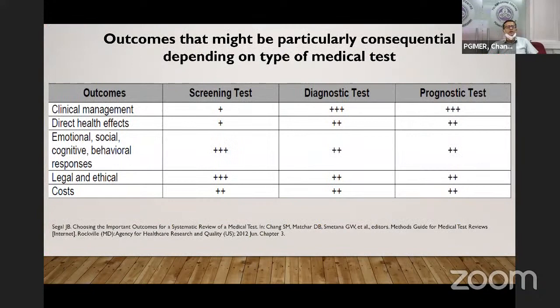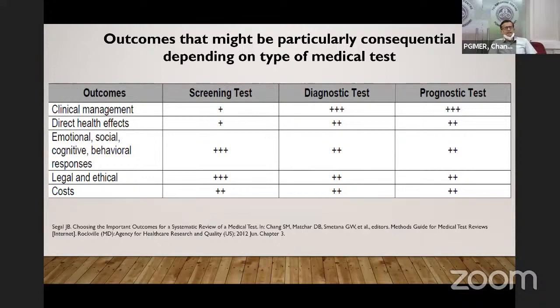Then outcomes that might be particularly conceptual depending on the type of medical test. These are the clinical management and direct health effects. Another is the emotional, social, cognitive, and behavioral responses. Then there are the legal and ethical effects. And then there is the cost. So these all depend upon the type of the tests or the intervention or the study design of your protocol.